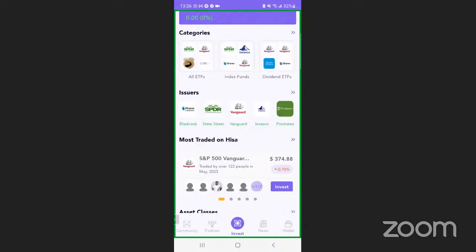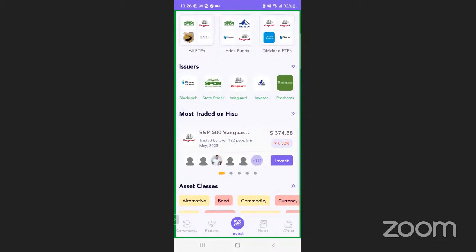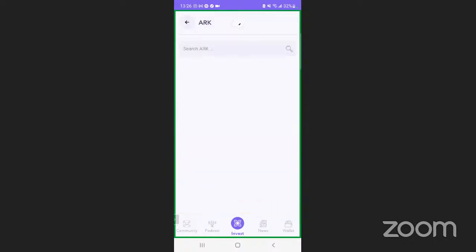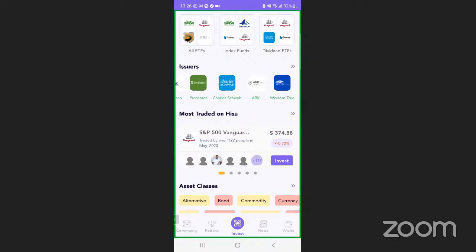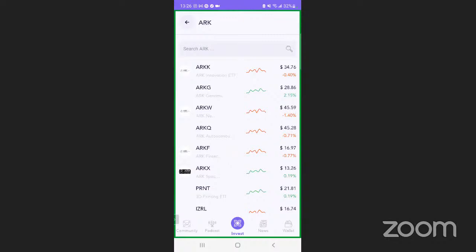So you'd search for the ETF by ticker symbol. You can also search for the ETFs using the various issuers. So we have ETFs from BlackRock, State Street, Vanguard, Invesco, ProShares, Charles Schwab, and ARK. These ARK ETFs are mostly for the guys who want a more aggressive category of ETFs, the ARK ETFs by Cathy Wood.